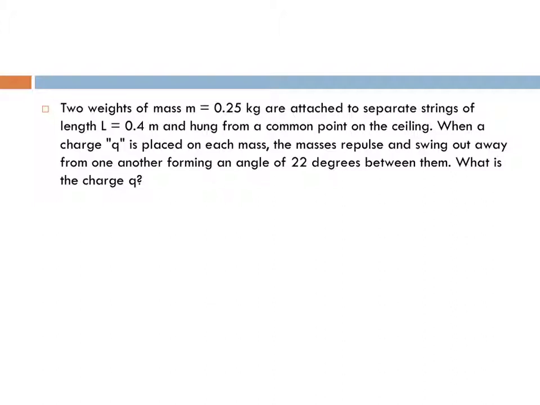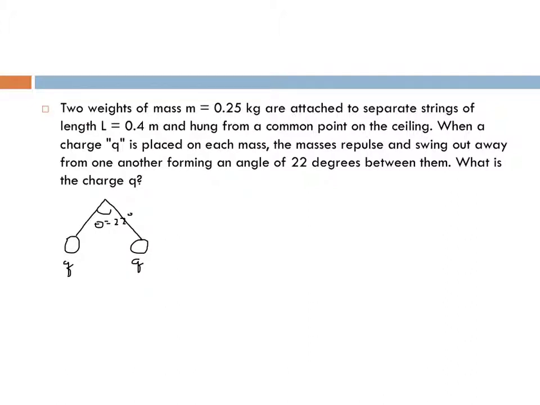This last example is two weights of mass m equal to 0.25 kilograms attached to separate strings of length L equal to 0.4 meters and hung from a common point on the ceiling. So your situation looks like this. When a charge Q is placed on each mass, the masses repulse and swing out away from one another, forming an angle of 22 degrees between them. What is the charge Q?